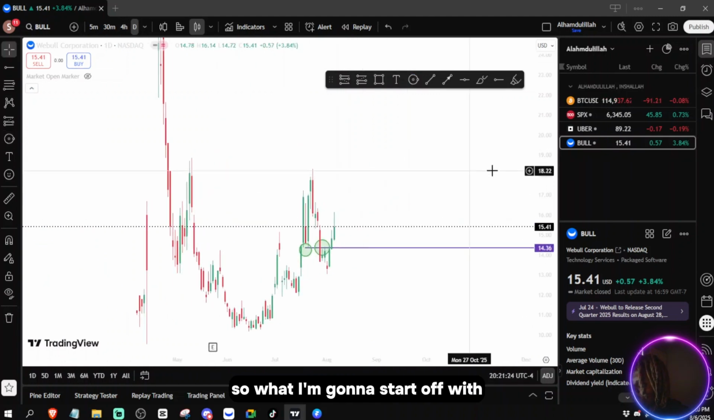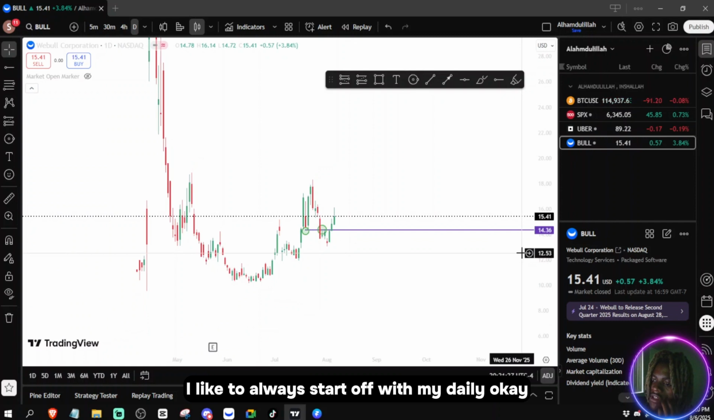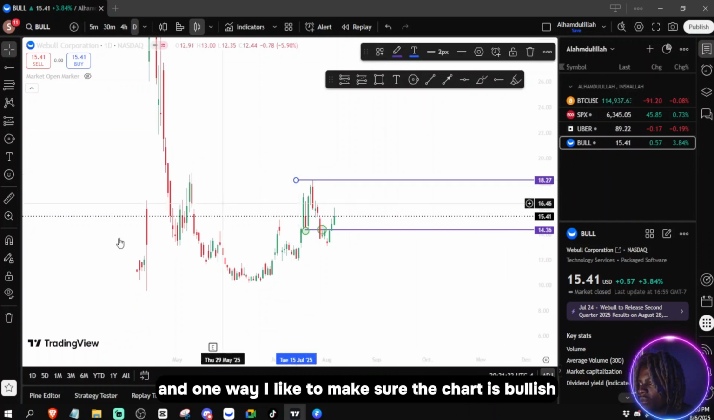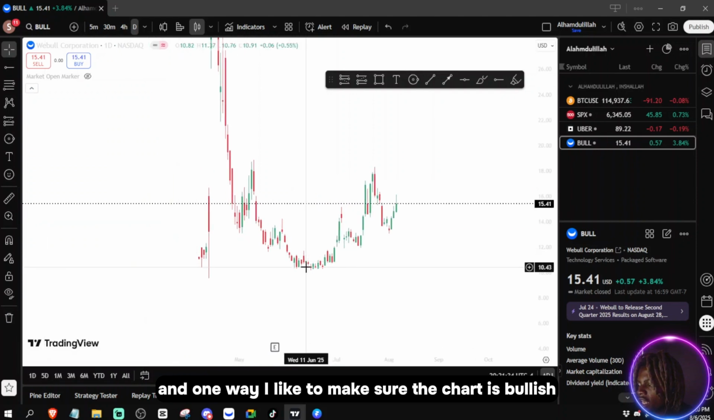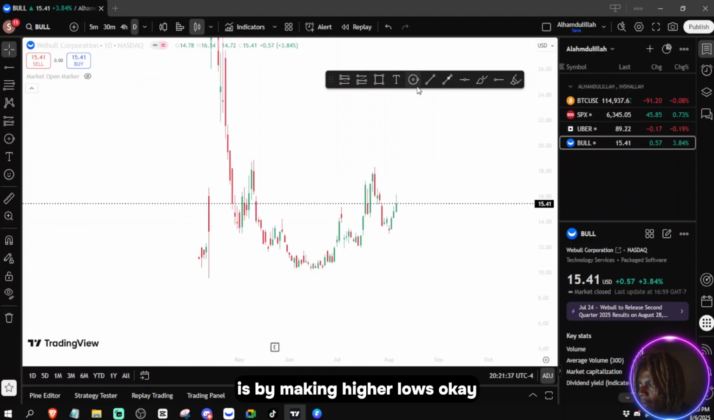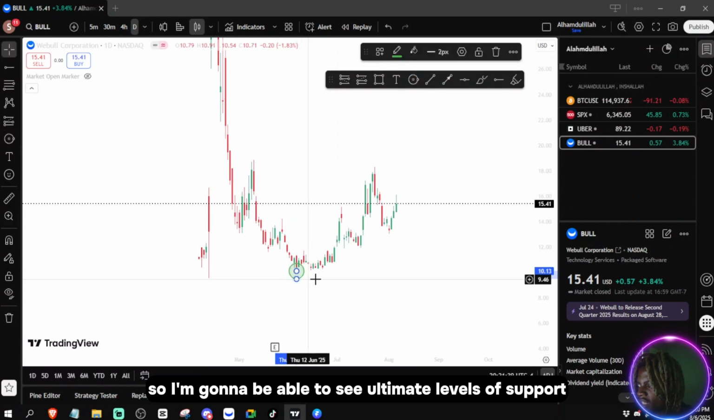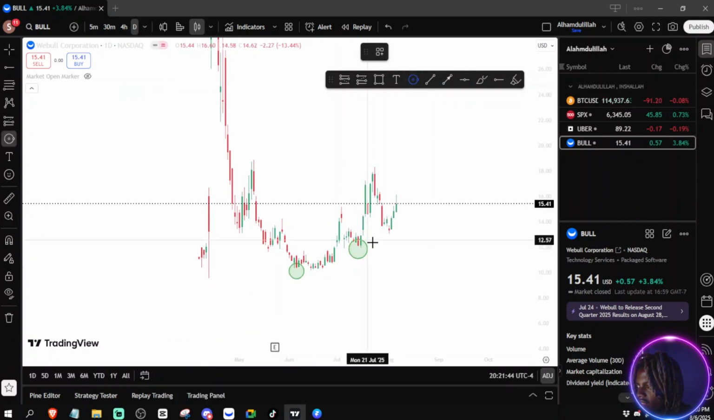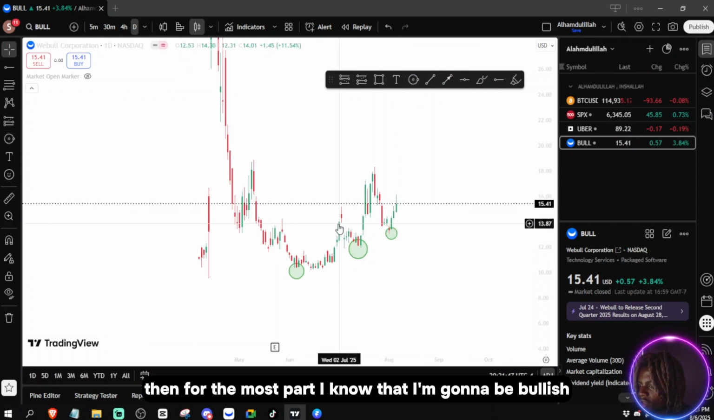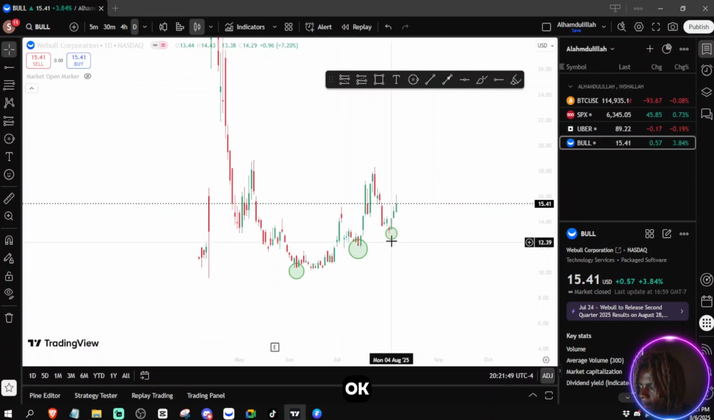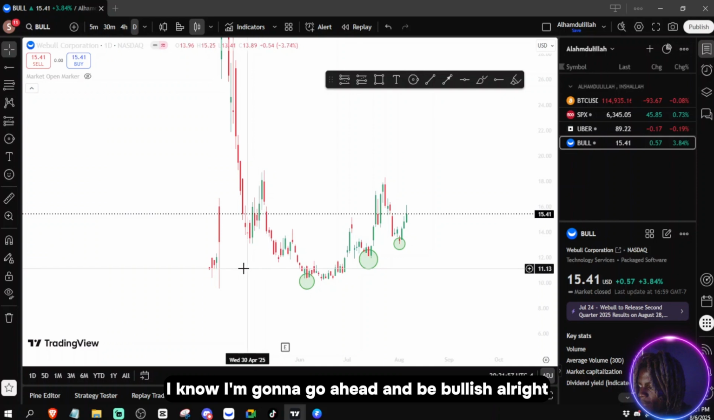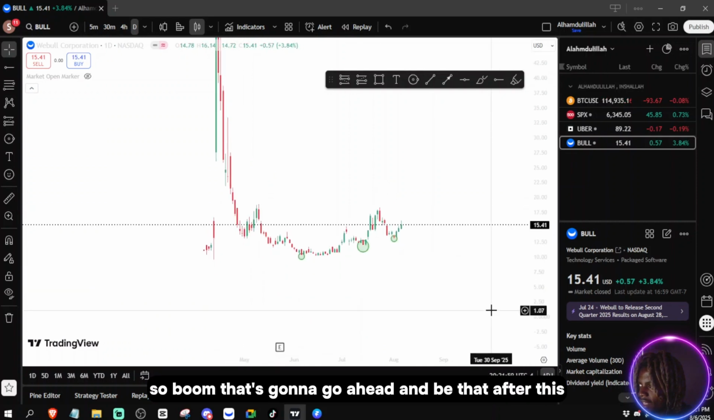So what I'm going to start off with, I like to always start off with my daily time frame. Make sure the chart is looking bullish. And one way I like to make sure the chart is bullish is by making higher lows. So I'm going to be able to see ultimate levels of support. And if I see higher lows being made, then for the most part, I know that I'm going to be bullish. So once I see higher lows being made, for the most part, I know I'm going to go ahead and be bullish. All right. So boom, that's going to go ahead and be that.